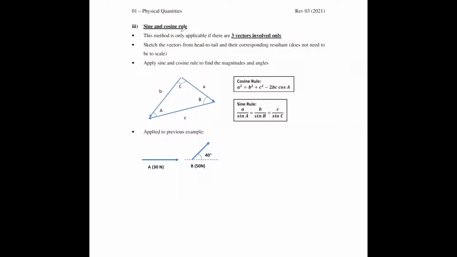The last and least common method to find a resultant vector is to use sine and cosine rule. Do bear in mind, however, that this method is limited because it's only applicable if you have three vectors involved. In other words, you can only use this for vector triangles. If you do not have a triangle, then you cannot use this method. Now, let's review what sine and cosine rule are.